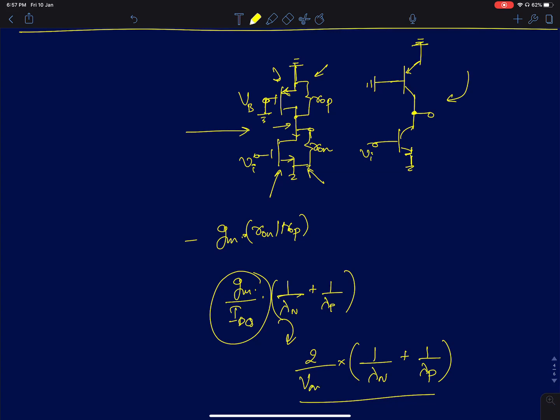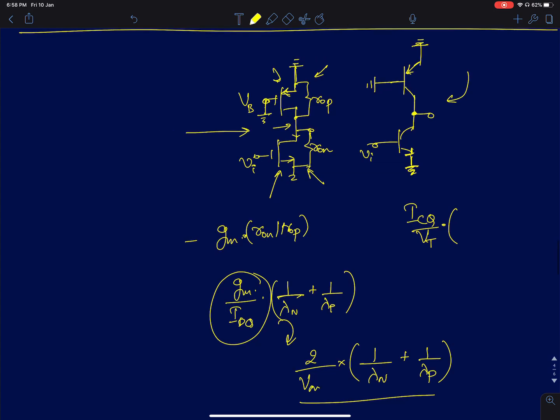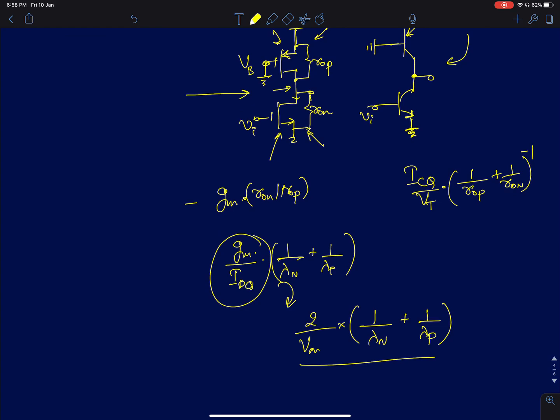You can very easily show that when you have two amplifiers, when you have a PNP transistor loading this, you're going to get a gm of ICQ upon VT into ro, ROP parallel RON. Okay, it's going to be ROP parallel RON. So I can write it as 1 by ROP plus 1 by RON. So this is the PNP and NPN transistor resistance, with an inverted sign again. So you'll get a very similar result.